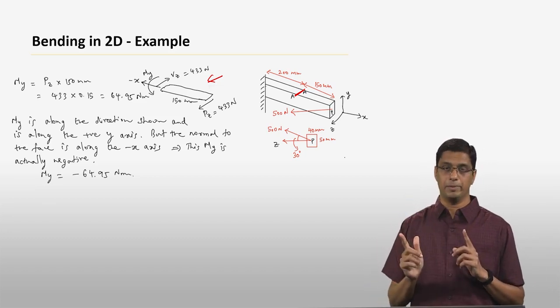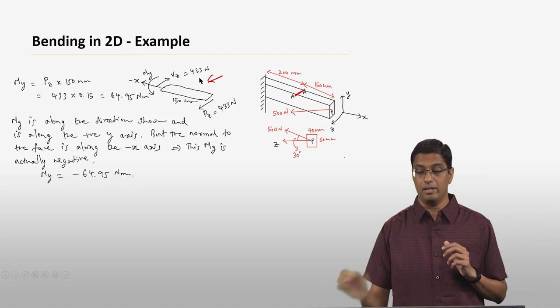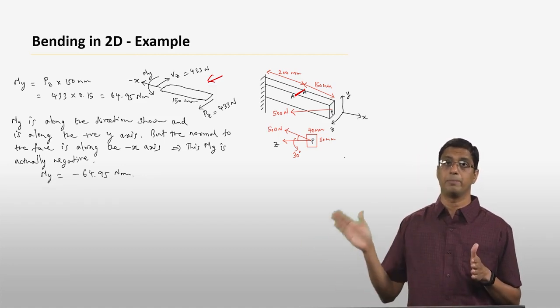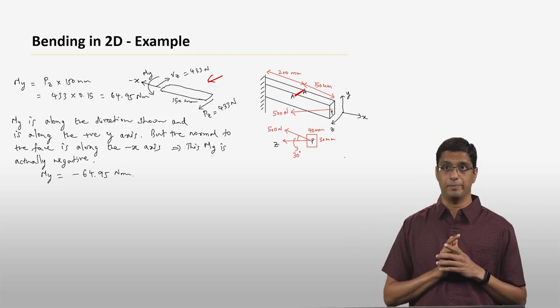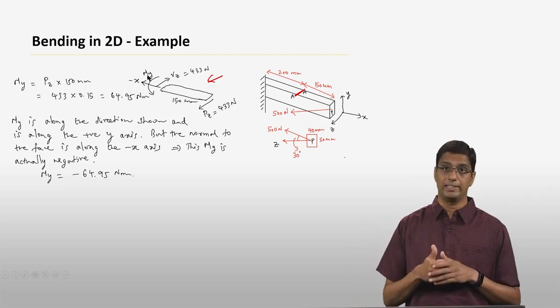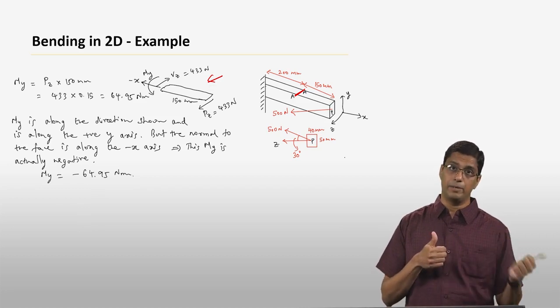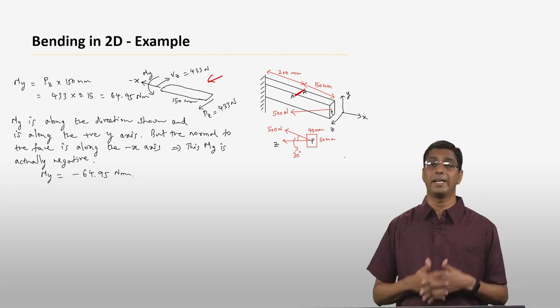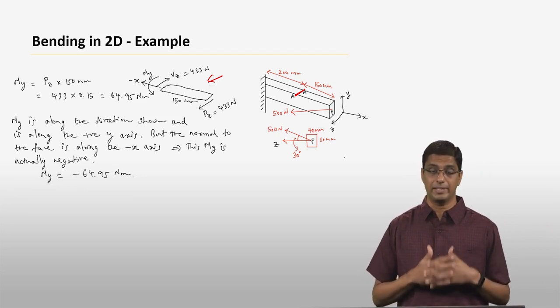So a positive moment, or a moment along the positive y-axis with a cross-section whose normal is the positive x-axis, would be considered positive. But a moment, My, whose direction is along the y-axis, but whose face, the cross-section face, is along the minus x-axis, would be considered negative. Okay, that is something that is very important.